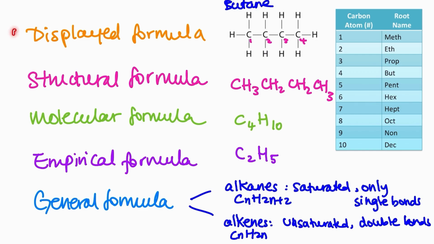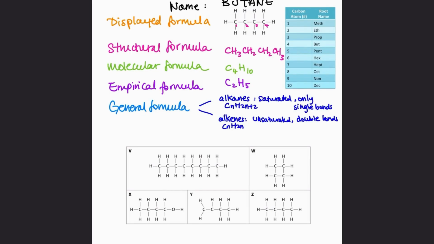So these are all of the different types of formulas using butane as an example. So now that we have gone through all the different types of formulas using butane as an example, let's now speed run through all of these organic chem molecules down here and try to do as much as we can.